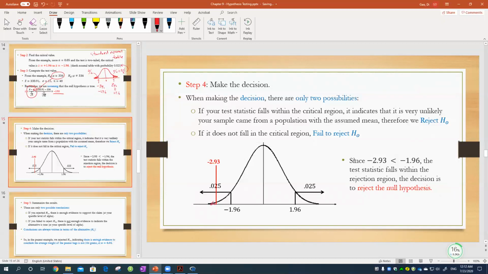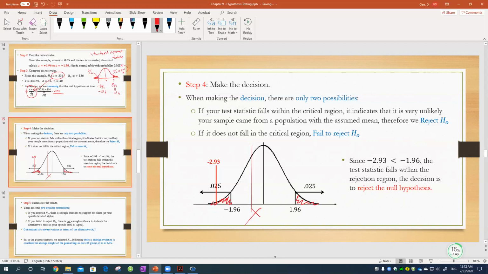So the shaded area we have here is the critical region, or we call it the rejection region. Falling within that region means even more extreme than the critical value. This negative 2.93 is even smaller than negative 1.96, so it lies within the rejection region. So we're going to say we reject it. If it's here, then no, we will not reject such a value because it's not in the rejection region.